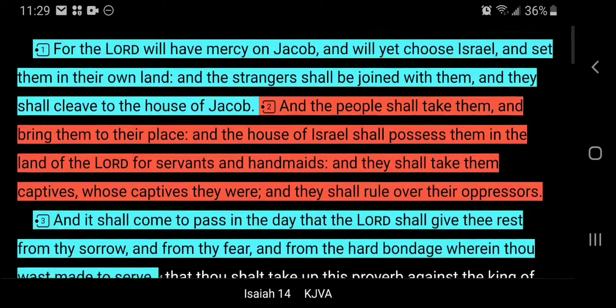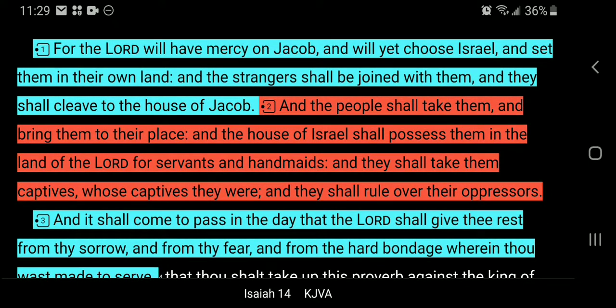Isaiah 14:1, for the Lord will have mercy on Jacob, and will yet choose Israel, and set them in their own land, and the strangers shall be joined with them. We're just talking about the scattered Israelites, the Gentiles. All right. And they shall cleave to the house of Jacob, and the people shall take them, and bring them to their place, and the house of Israel shall possess them in the land of the Lord for servants and handmaids.